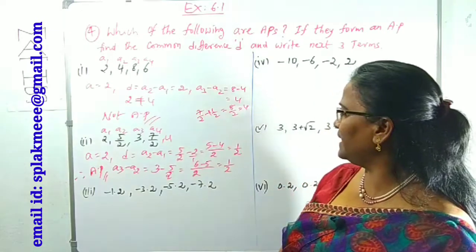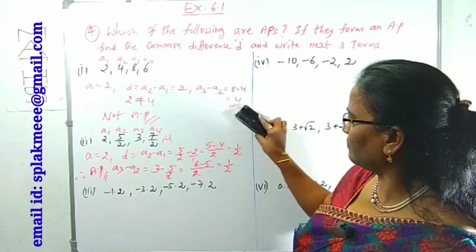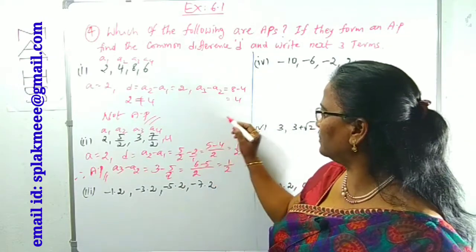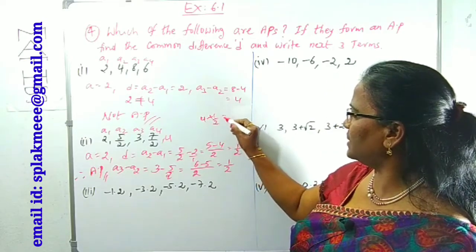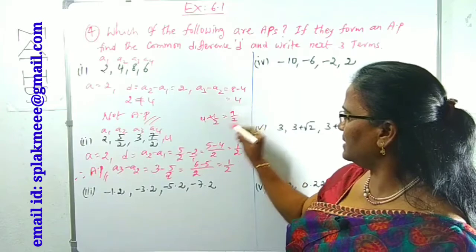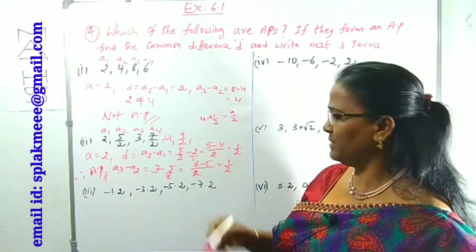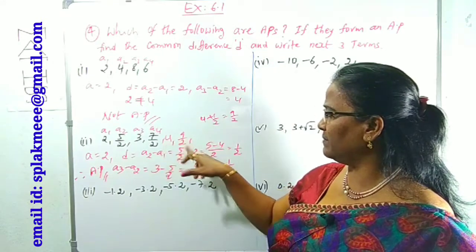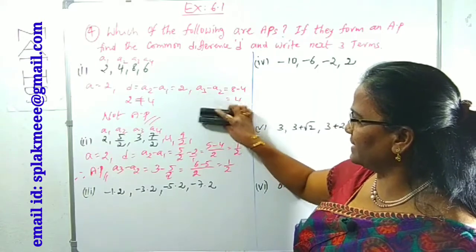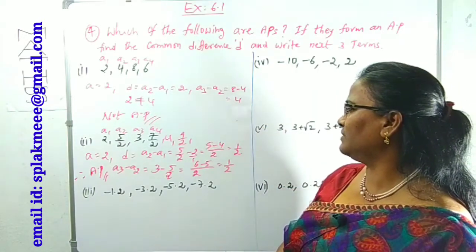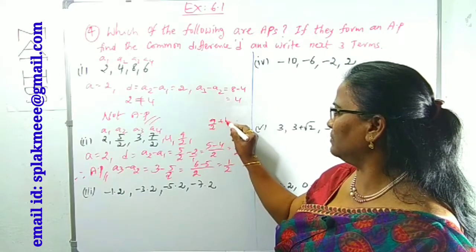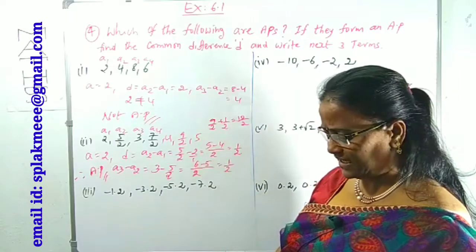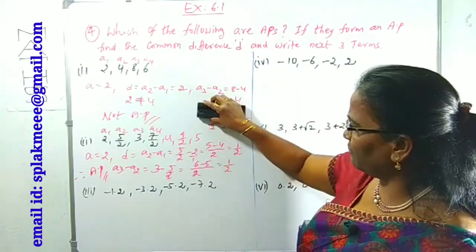Next, for 4 again we should add 1 by 2. 4 plus 1 by 2 is 8 plus 1, 9 by 2. This is the second term. The next 3 terms are asked. The first term we got. Next 3 terms: first term we got 9 by 2, the second term, and one more term we have to get. For 9 by 2 you should add 1 by 2. 9 by 2 plus 1 by 2 is 10 by 2, which will be 5. Right. The next 3 terms will be 4, 9 by 2, 5 for this bit.